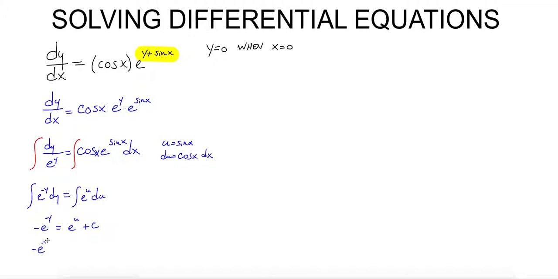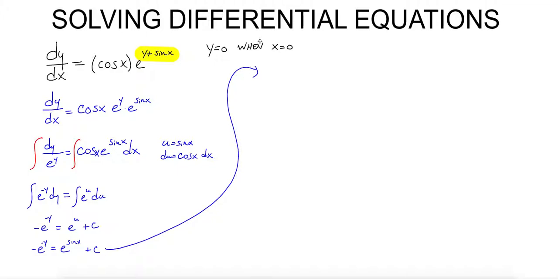All right, and now I'm going to go ahead and say that we have this negative e to the negative y is equal to e, I'm just going to plug back in for u, so that'd be e to the sine x plus c. Okay, so the next step now is to go ahead and use our initial condition.